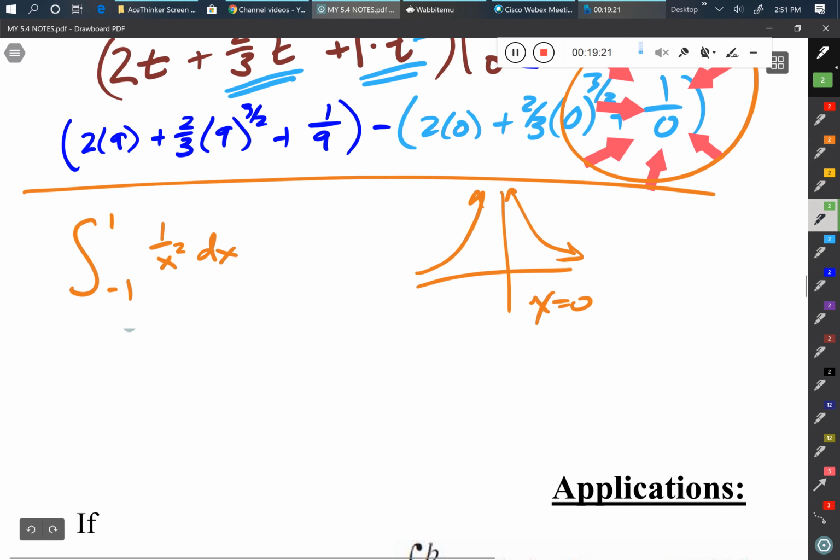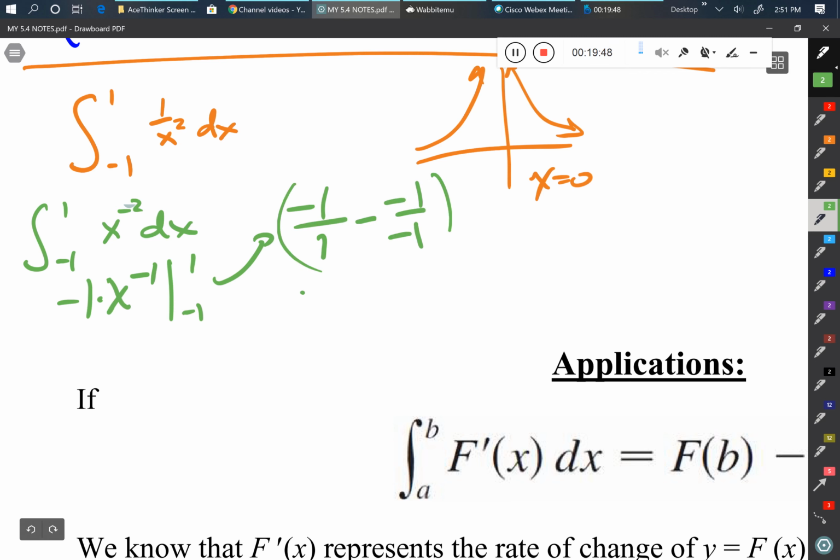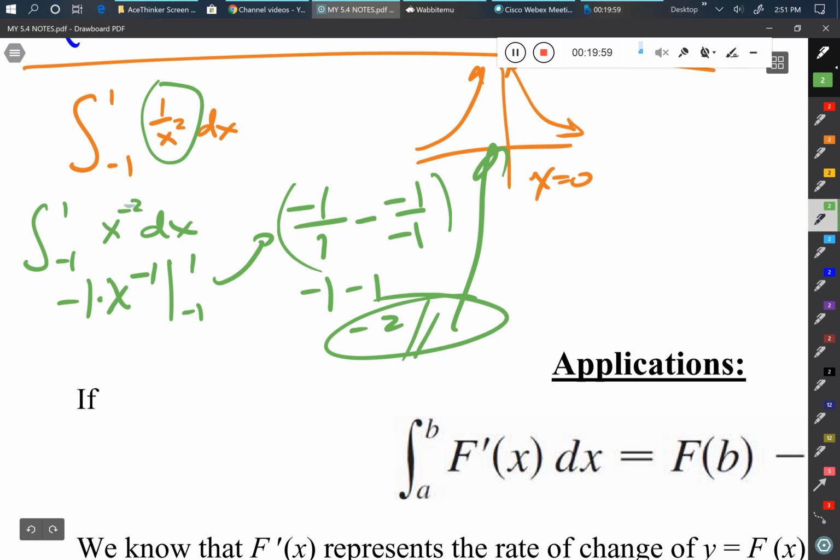But if I attempt to work this out, I would first say, well, this is the integral from negative 1 to positive 1 of x to the negative 2 dx. So then that's going to be, let's see, add 1 to the exponent gives me a negative 1. So negative 1 times that, evaluated from negative 1 to 1. So that's negative 1 over 1 minus a negative 1 over a negative 1. So that's negative 1 minus 1, that's negative 2. So it looks like it gives me an answer, but it really shouldn't give me an answer because the original integrand was not continuous over the entire interval.